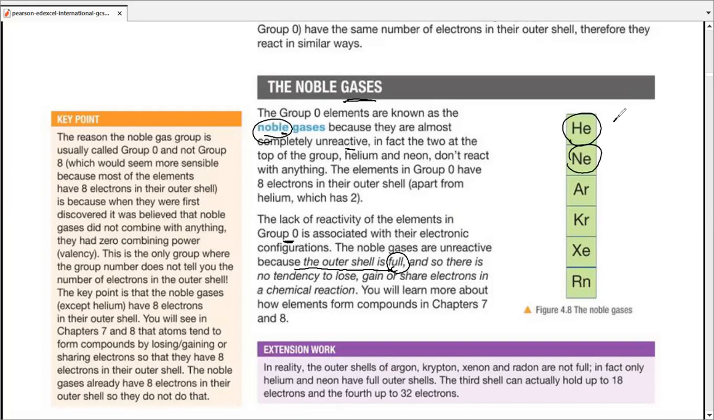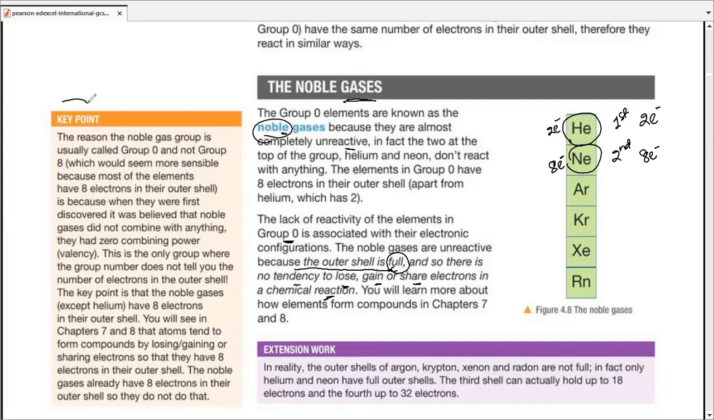For example, for the first shell, we have a maximum capacity of 2 electrons, and there are 2 electrons in helium. For the second shell, we have a maximum capacity of 8 electrons, and there are 8 electrons in the outermost shell of neon. And moving on to argon or krypton, for most of them at least, they are stable with 8 electrons in their outermost shell, which means there is no tendency to lose electrons, gain electrons or share electrons in a chemical reaction, so they don't react. Actually, they do not need to react.